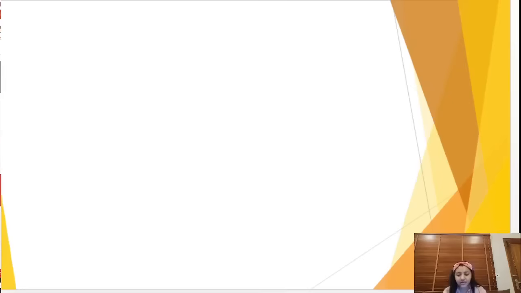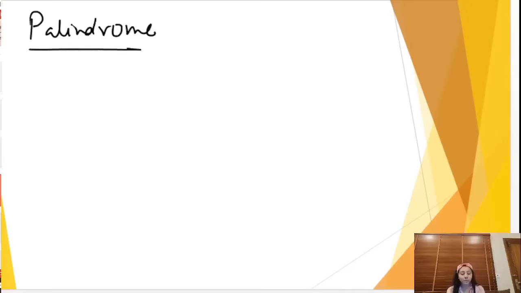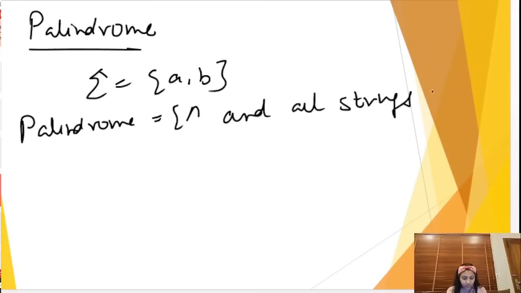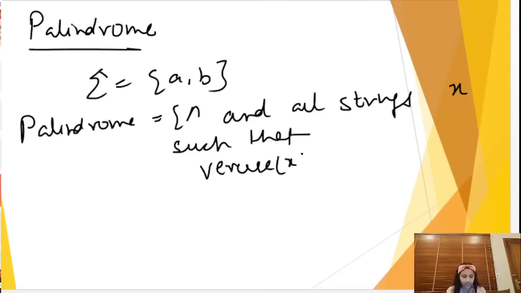Just like we have calculated the reverse of any string, similarly we can also find the palindrome of any string. So what do we mean by palindrome? Let's say my alphabet is AB. Then palindrome will be the null string for this particular alphabet and all strings X such that the reverse of that string is equal to my original string. Then we say that that particular string is a palindrome.